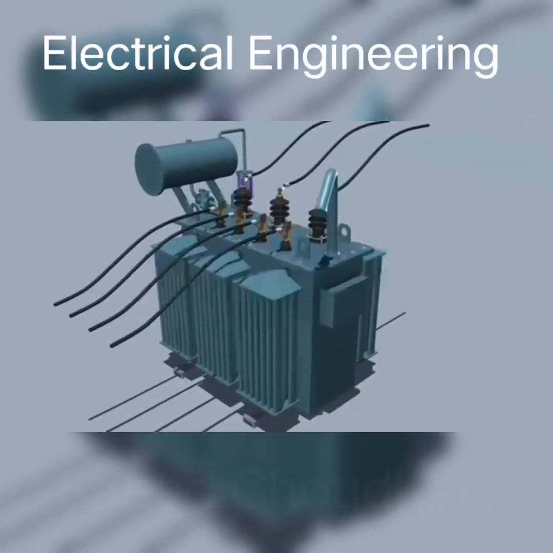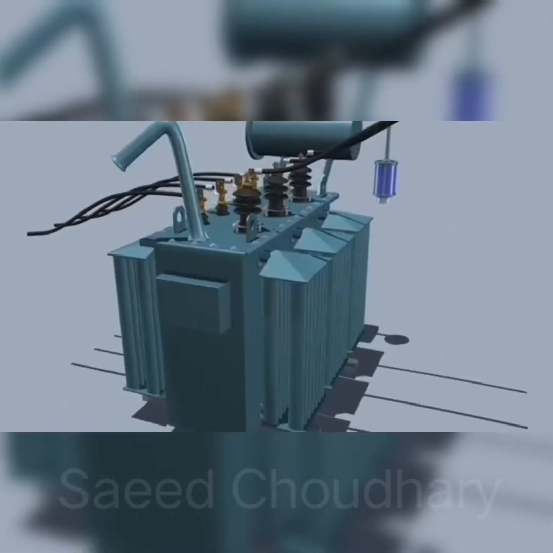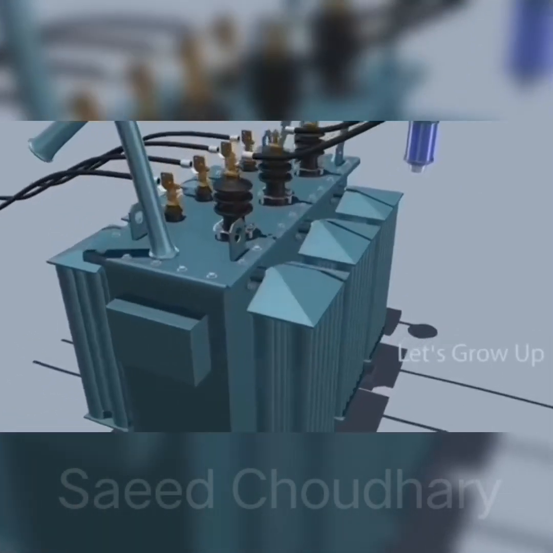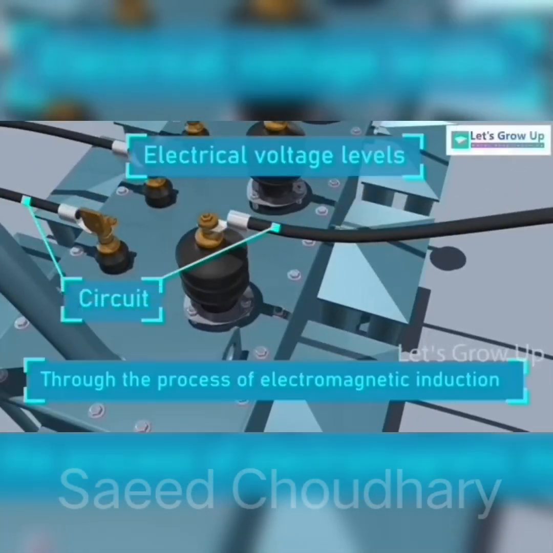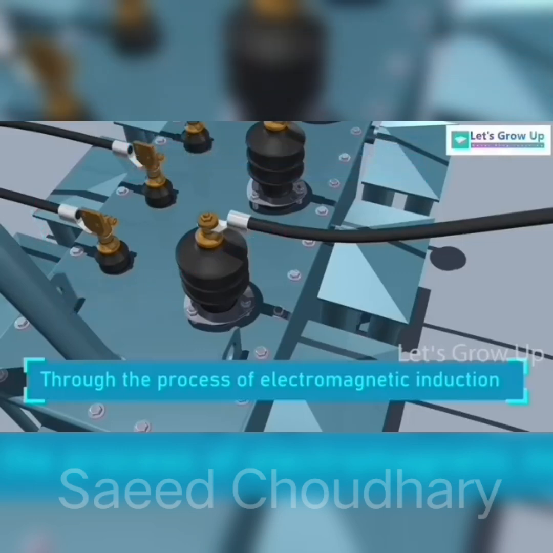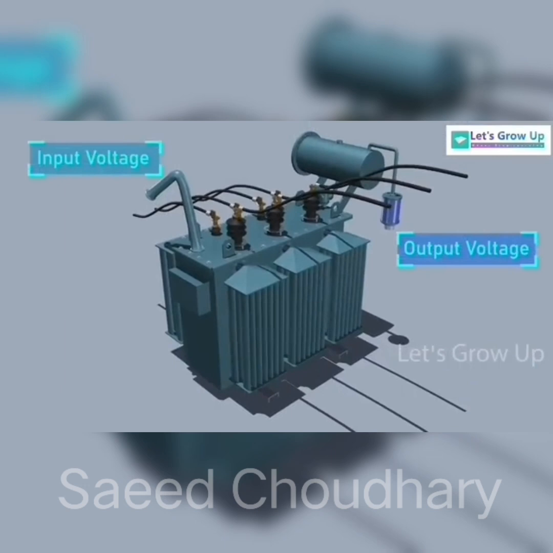Hi, hope you have seen this transformer. Sometimes it could be a small or big size. A transformer is a passive electrical device that transfers electrical voltage levels from one circuit to another through the process of electromagnetic induction. It is mostly used to increase the voltage levels between circuits, which is called a step-up transformer, or decrease the voltage, which is called a step-down transformer.